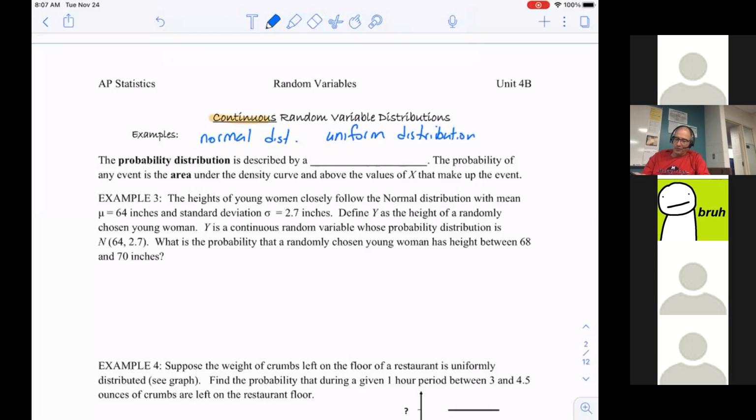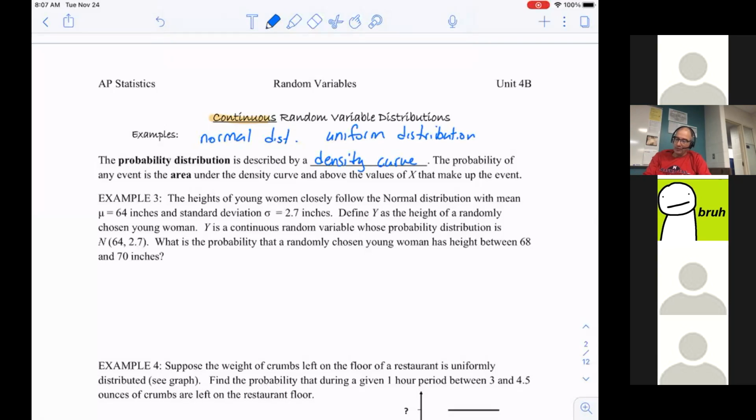The probability distribution is described by a density curve. So we're going to go back and hit density curves. Again, the skill here is not going to be anything new.